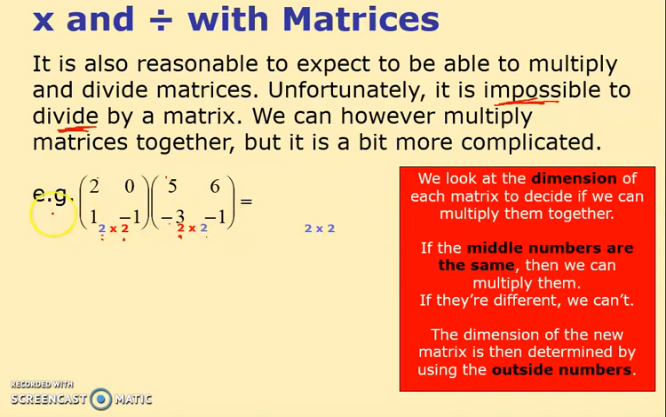Let's see if that's true. Let's go through the process. 2 times 5 is 10, plus nothing times that. Well, nothing times that is going to be 0.